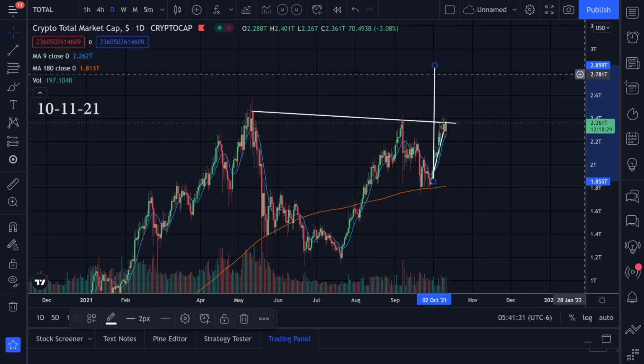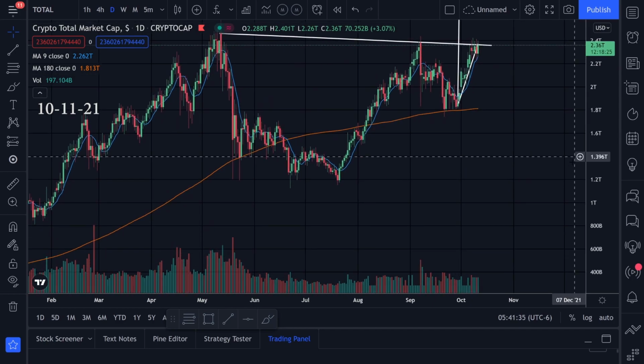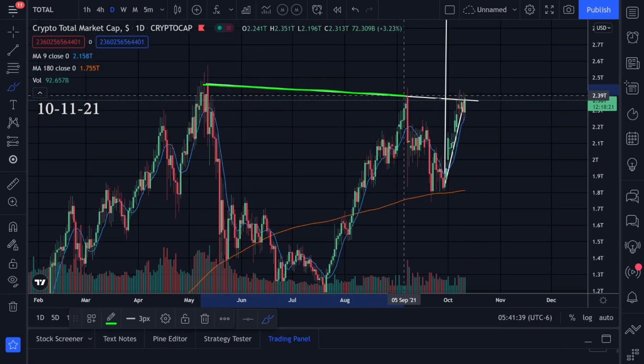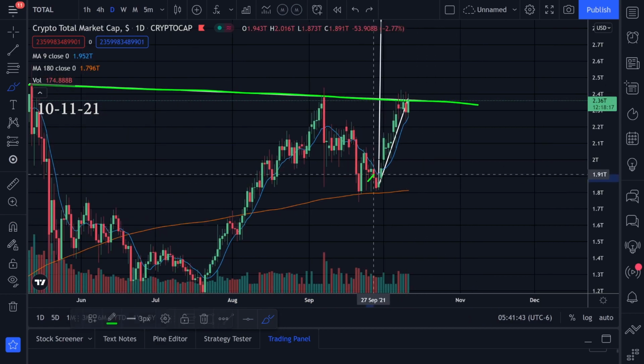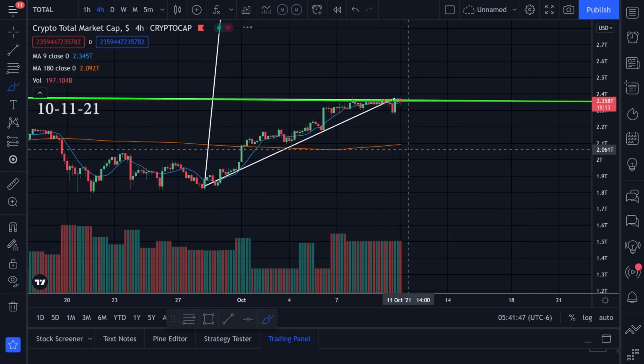I was looking at around 3 trillion, I think it was, something like that. And I was basically saying until we break this trend line right here, then I'm not really sure what's going on. We are still in an uptrend going like that, but we were testing it yesterday.